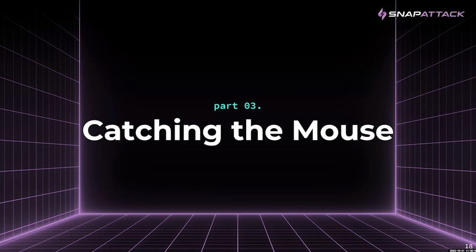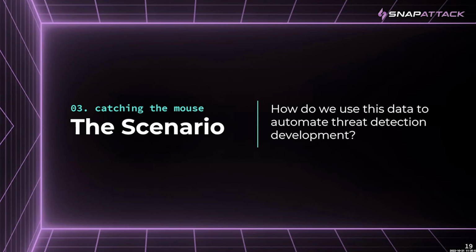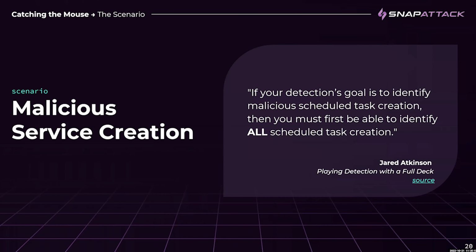Okay, so that's the data and the data perspective. We have all this labeled data. We have ways of collecting examples of behavior and logging them and labeling them well. And so what do we do with this? This is our case study. We were reading through Jared Atkinson's SpectraOps blog, and he has a post, Playing Detection with a Full Deck. In it, he is concerned with detecting malicious service creation, which is a method for establishing persistence on a box.